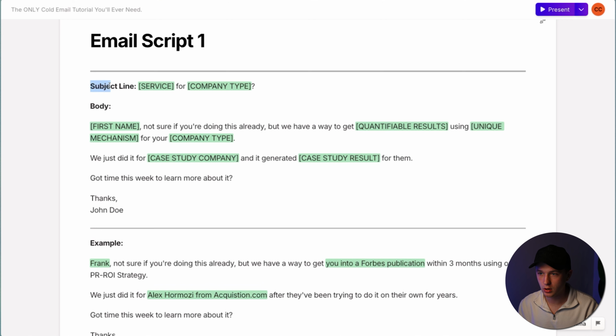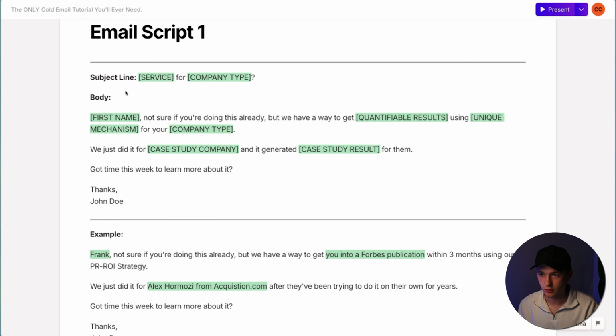And number 1 is a very simple one, right? So the subject line is service for company type. The body of this would be: first name, not sure if you're doing this already, but we have a way to get quantifiable results using unique mechanism for your company type. We just did it for case study company, and it generated case study results for them. Do you have time this week to learn about it?